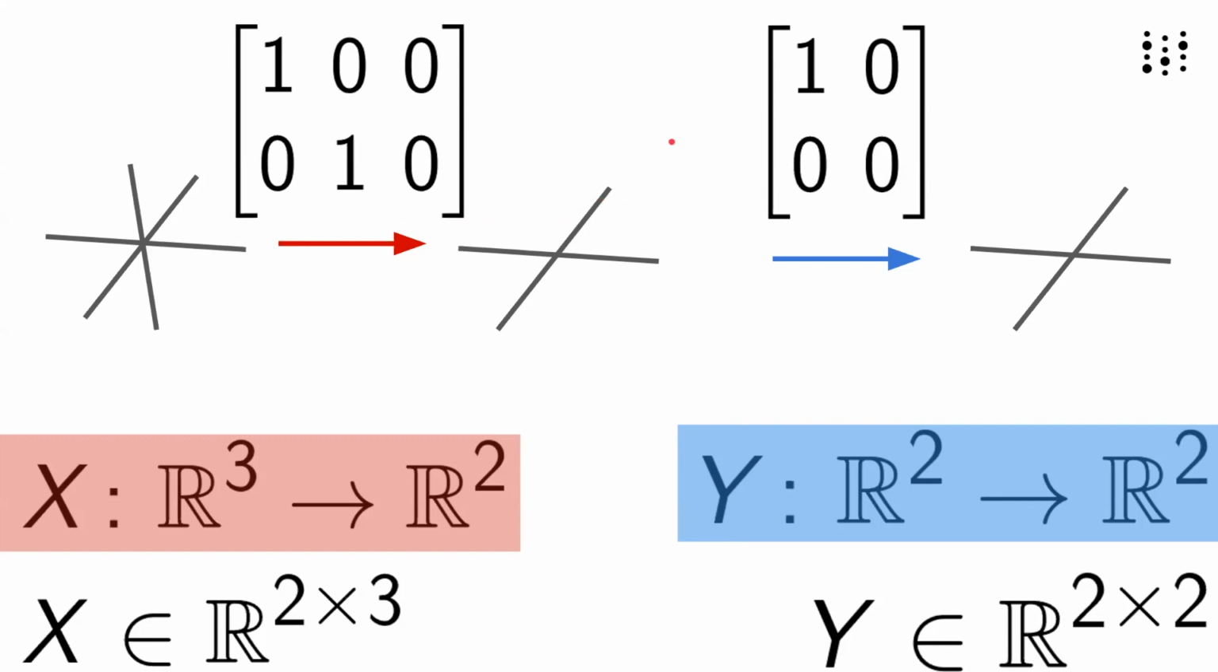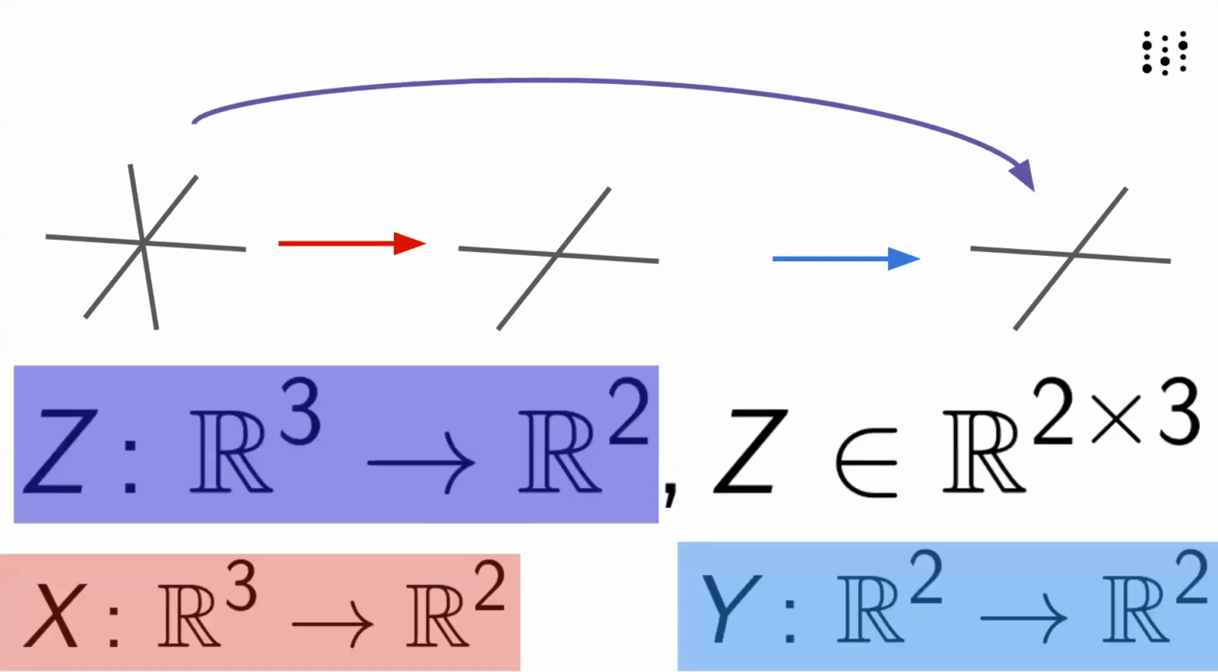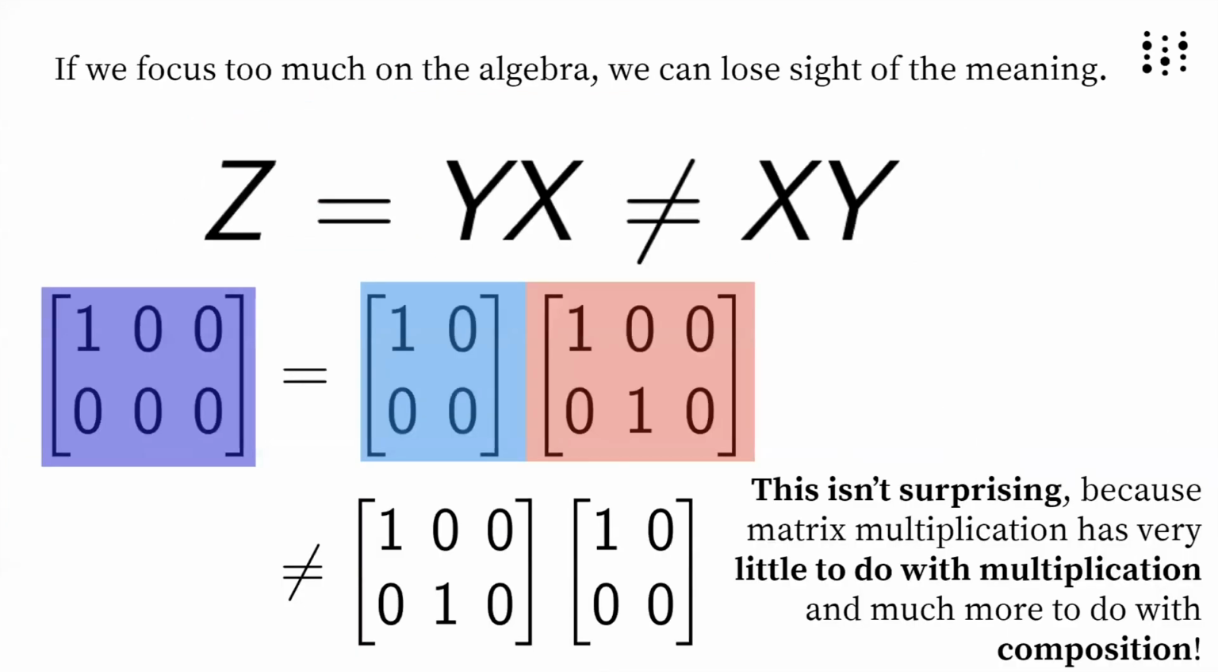matrix X. And now, just like we could combine over 140 and len to create a single function, too long to tweet, we could combine these 2 matrices together to create a single matrix that goes from R3 to R2. So a single matrix that goes from 3 dimensions to 2 dimensions that does the same thing as first applying the X matrix and then applying the Y matrix.